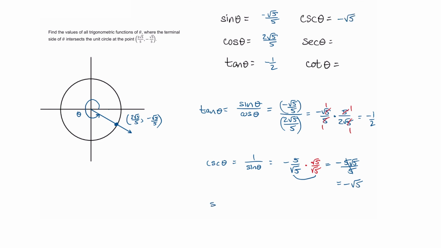For secant of theta, remember that secant is the reciprocal of cosine. So that means we take the expression for cosine and find its reciprocal. So this is 5 divided by 2 square root 5, and we're in the same boat as with cosecant, where we have to rationalize the denominator. So that means we have 5 square root 5 divided by, well, root 5 times root 5 is 5 times 2 is 10. And that means the common factor of 5 cancels out, and we have root 5 over 2.